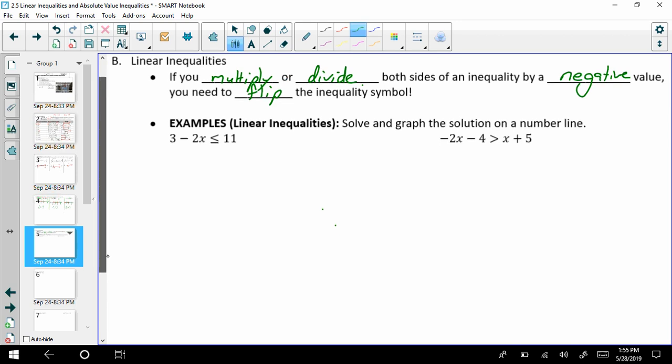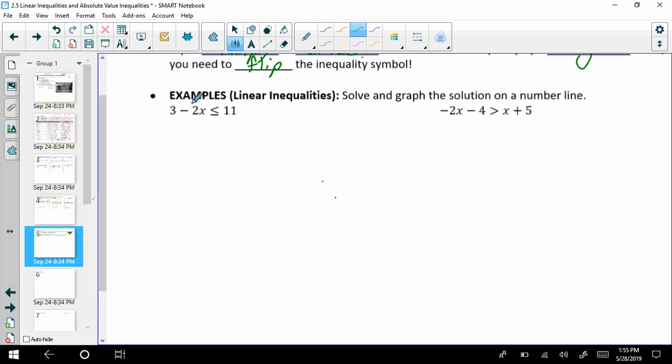So solve and graph on a number line. So I want to get x alone. We're going to do it the same way we would an equation. So the first thing I want to do is subtract 3.